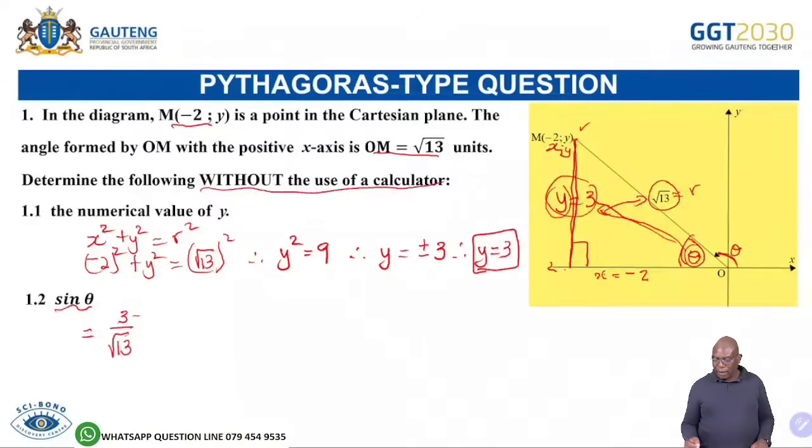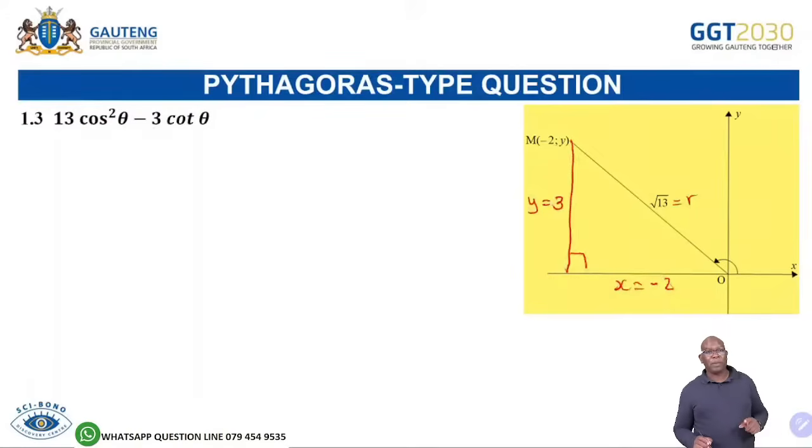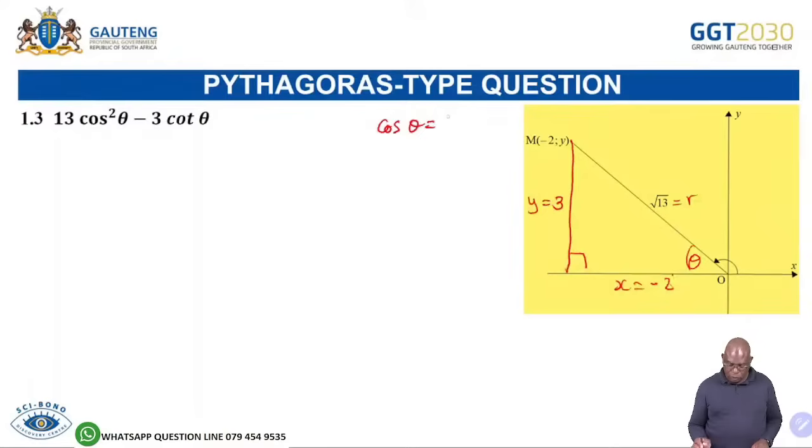Right. And it continues to say, determine 13 cos squared theta minus 3 cot theta. So can you see now, I draw it again here. This value here is x, it's negative 2. My y, I know now it's 3. My r is root 13. First I must write down the ratios. What is the ratio for cos? It will be adjacent over hypotenuse. So my cos is going to be adjacent, which is negative 2, over the hypotenuse, which is square root of 13.